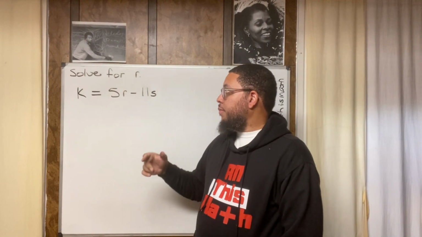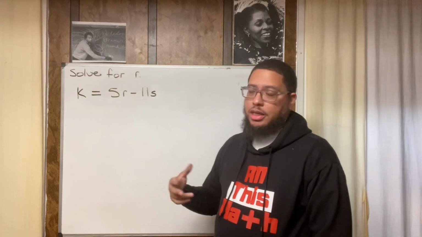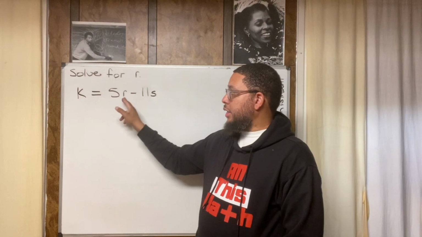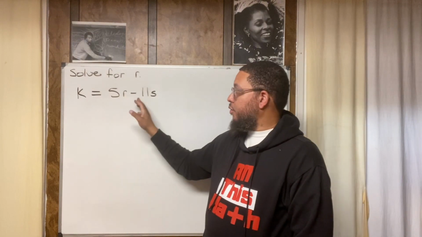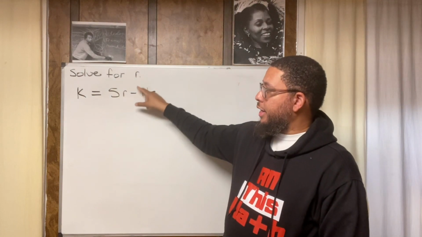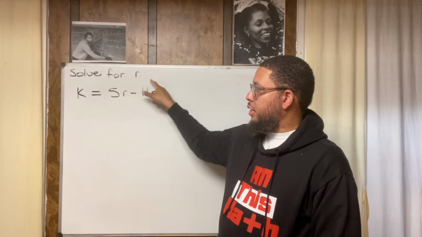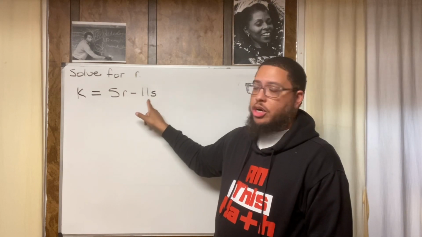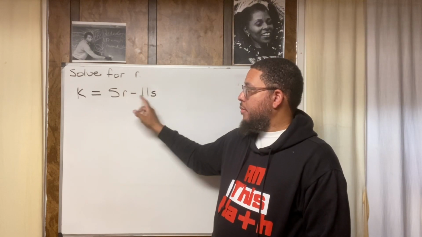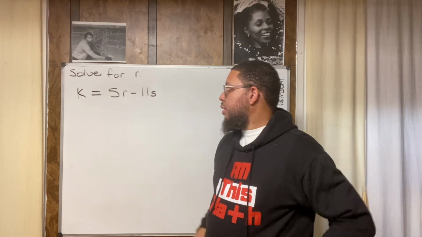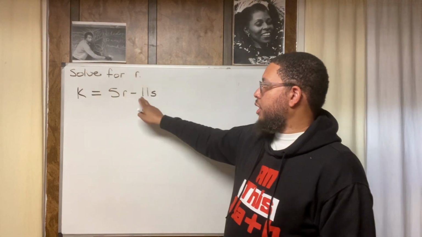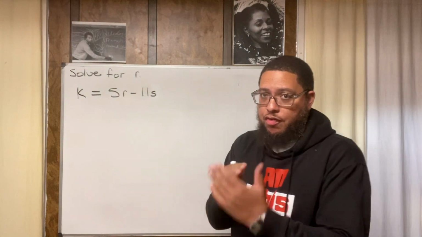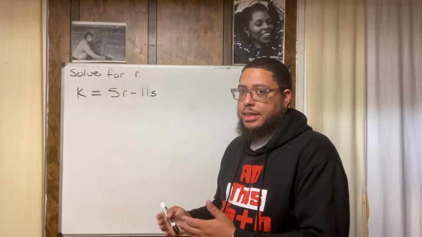All right, so if we want to solve for r, don't think of this as any more difficult than a typical equation that only has one variable. You're trying to isolate r by itself. So that means you've got to get rid of this 5 and you've got to get rid of this negative 11s. Now you could think of it as negative 11 and s, but you don't need to separate these two. You can keep this as one term. So we want to isolate r. The first thing I would do is get rid of this negative 11s, and then I'd have 5r by itself. Once I've got 5r by itself, then I just have to get rid of 5.